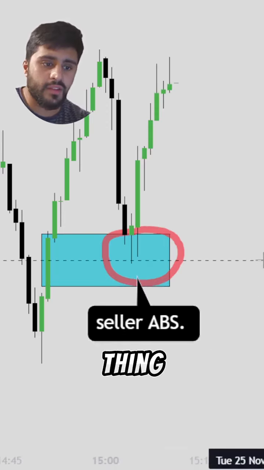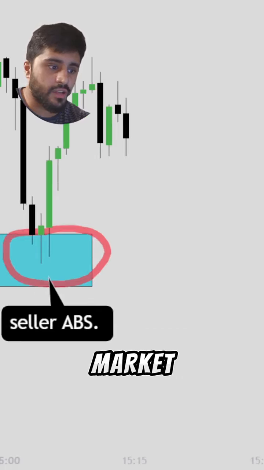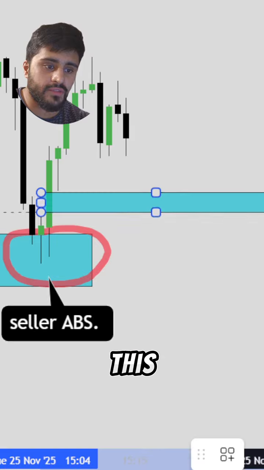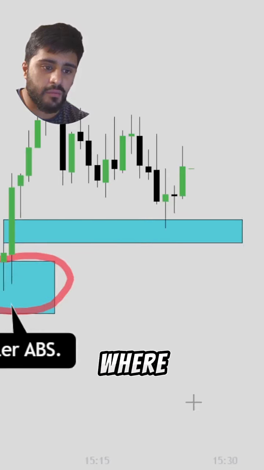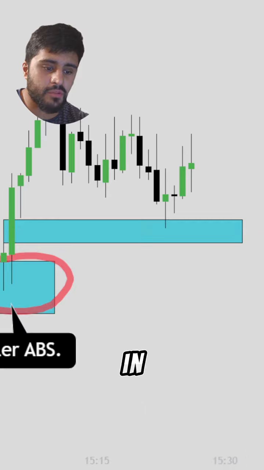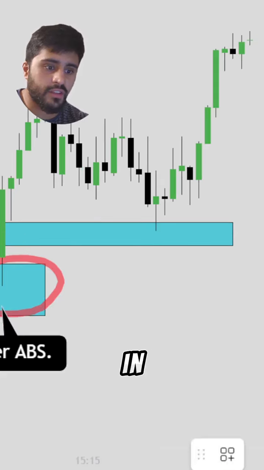Now we see the same thing over here, right? So the market comes into this zone and we see price rejecting off this fair value gap, right? So again, the same exact thing happens over here where the market comes in, we tap in before we shoot to the upside. Now, what was going on specifically in this region, right?